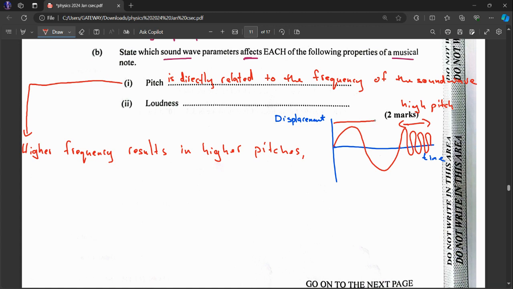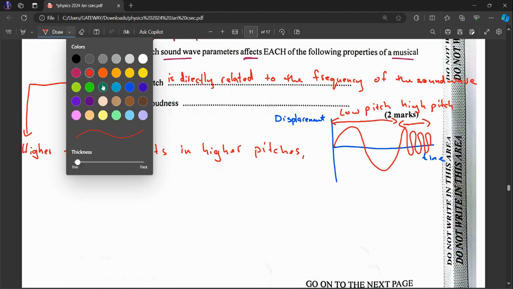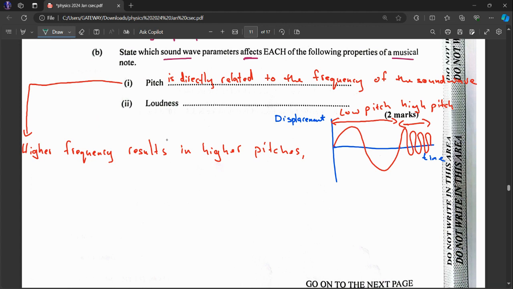And over here, in this region here, you would have low pitch. Low pitch when compared to the high pitch region. Why? Because we have a formula that relates period to frequency. So we know that frequency f is equal to 1 over the period.